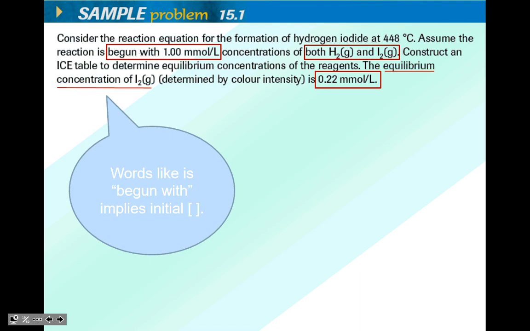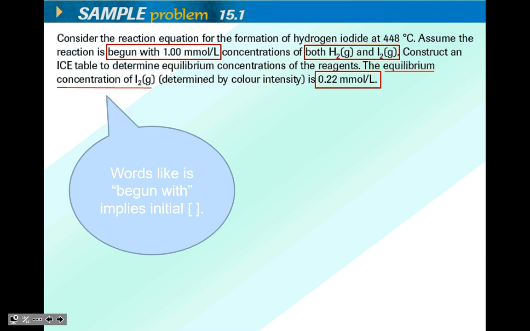All right, so here's an example. I love the grammar of your textbook. So consider the reaction equation for the formation of hydrogen iodide at 448 degrees Celsius. Assume the reaction is begun with 1.00 millimoles per liter. Now, words like "begun with" imply initial concentration, of both H2 and I2 gas. So each of H2 and I2 gas begins with an initial concentration of 1.00 millimoles per liter.